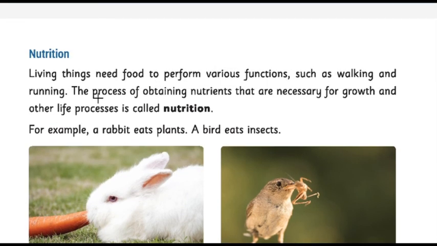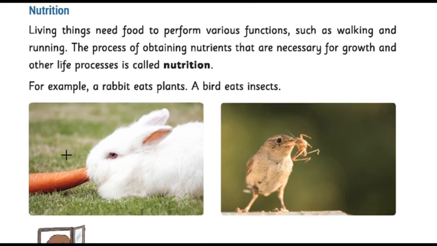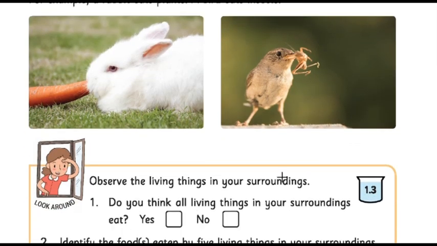The process of obtaining nutrients that are necessary for growth and other life processes is called nutrition. What is nutrition? The process of obtaining nutrients that are necessary for growth and other life processes is called nutrition. For example, see, the rabbit is eating plants, carrot, whatever it is. The rabbit needs nutrition for growth, and the bird is eating some insects.